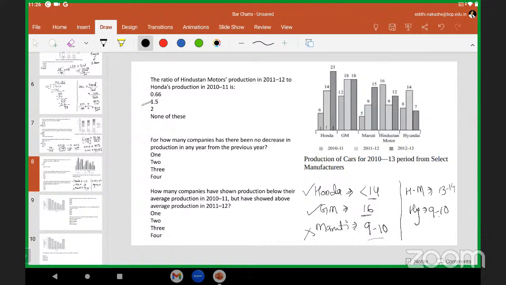Okay, so now moving with Hindustan Motors. Hindustan Motors does not follow this rule, so this will also get cancelled out. And for 9 to 10, yes, Hyundai follows it. So that means there are three companies.